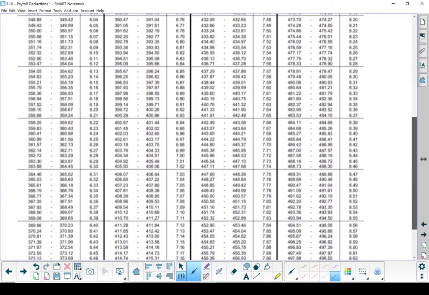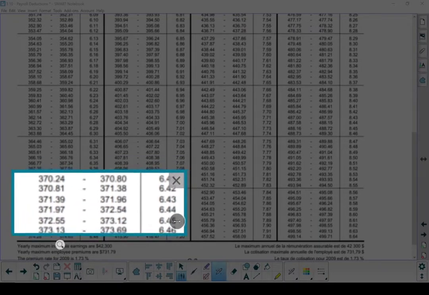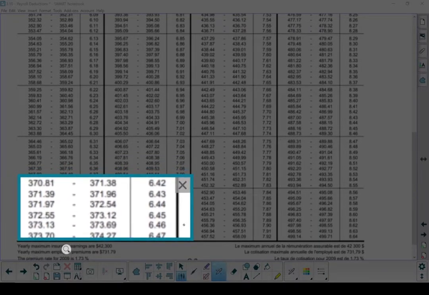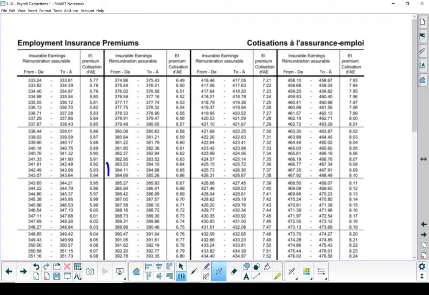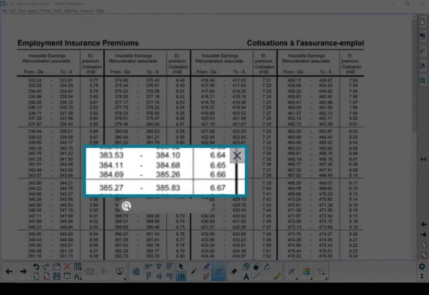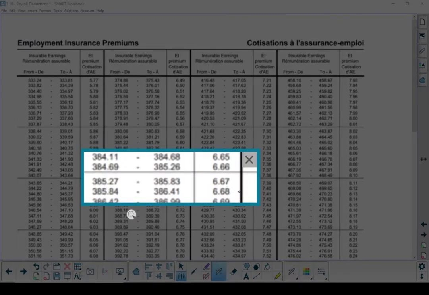Scrolling down, $370.92, in that category right at the top there, $6.42. My EI deduction, $6.42. Next one, $384.64. That's my weekly wage. Let's look up the EI deduction. I've got it right here. That number right at the top, our deduction is going to be $6.65 because it's right in between $384.11 and $384.68. $6.65 is my deduction.